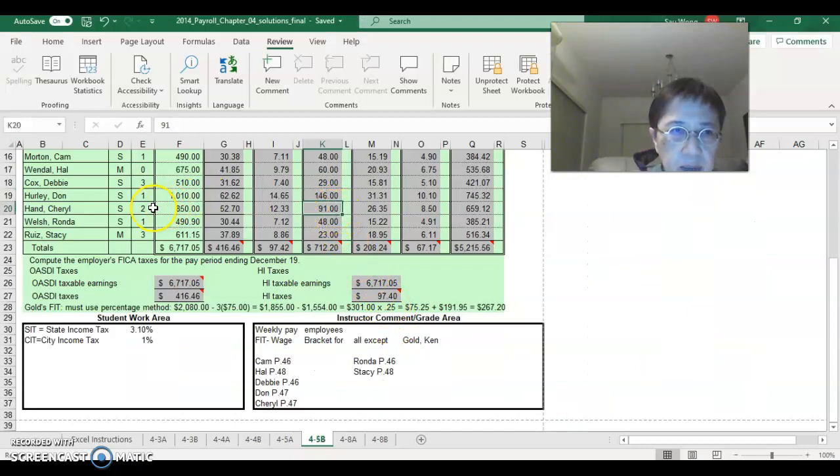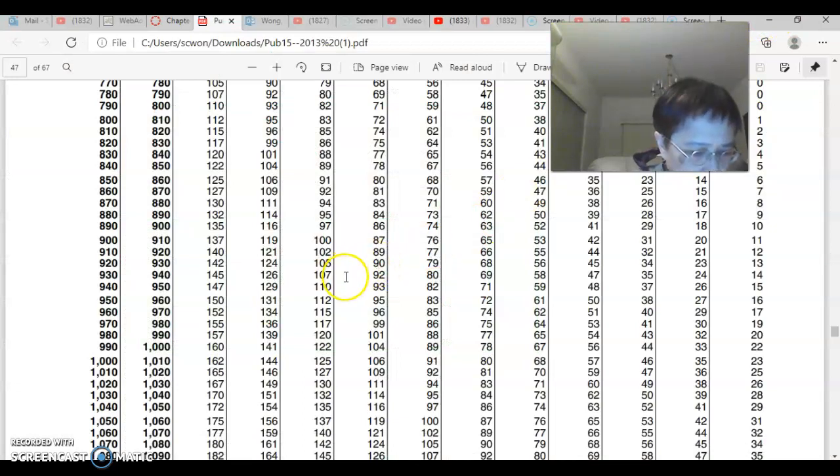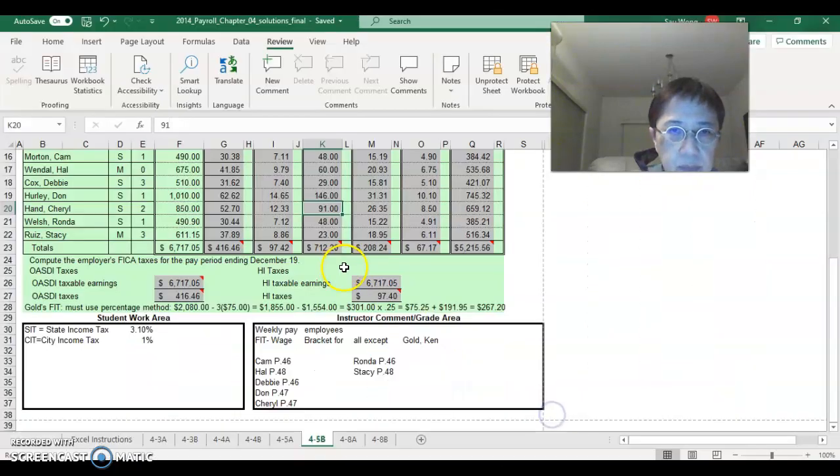And Cheryl is single with 2 withholding allowances, and she made $850. Cheryl, page 47, the same. For Cheryl, $850 would be at least $850, and with 2 allowances, it's $91. Okay, for the federal income tax withholding, $91.